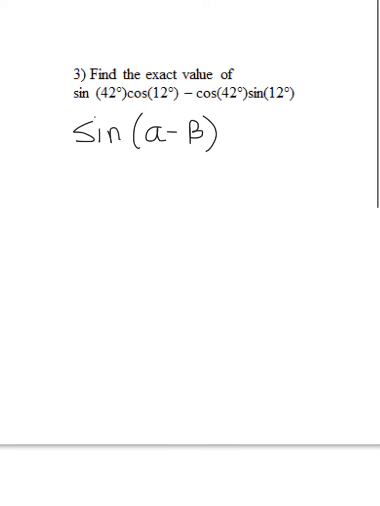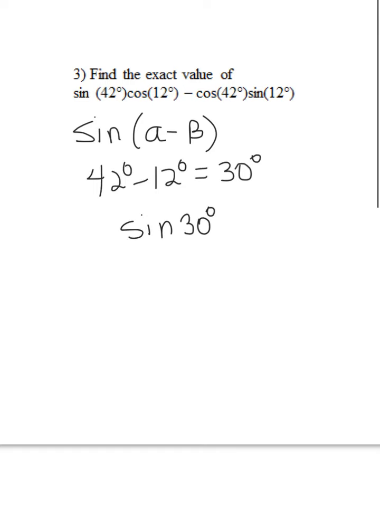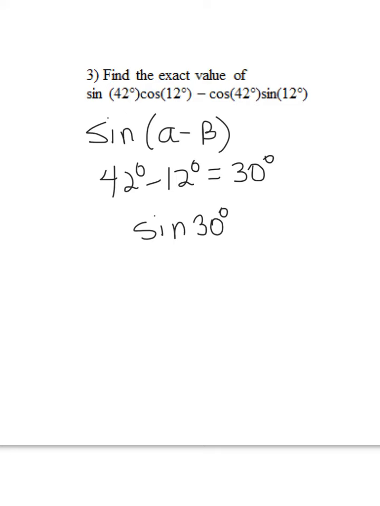So really, to find the exact value of this, all we need to do is subtract these angles. So 42 degrees minus 12 degrees is 30 degrees. So really what we're looking for is the sine of 30 degrees, which equals 1/2.